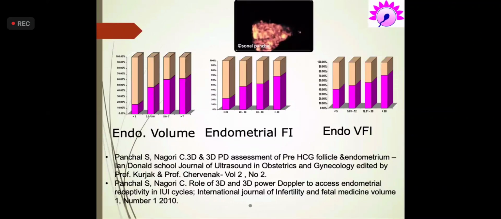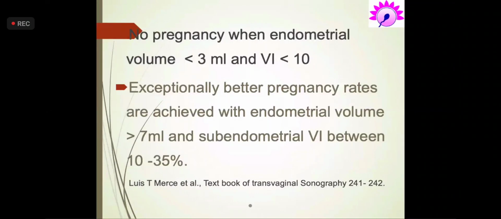You remember we talked about the follicle and the 3D power Doppler values. In the same study, we also evaluated the endometrium, and according to that study, apart from the endometrial volume of 3 cc, we required endometrial FI of at least 20 and endometrial VFI of at least 5 for better pregnancy rates, apart from the 2D and the color Doppler parameters that we just described. And there is sufficient literature proof for that too.